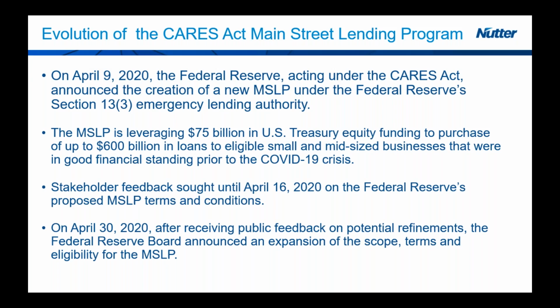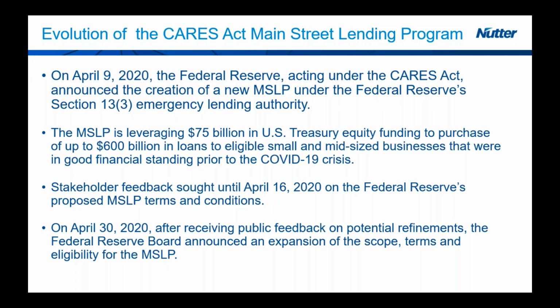The Main Street Lending Program leverages $75 billion in U.S. Treasury equity funding derived from the CARES Act, and it allows the Main Street Lending Program and its special purpose vehicle to purchase up to $600 billion in loans to eligible small and mid-sized businesses that were in good financial standing prior to the COVID-19 crisis. By comparison, or point of reference, the TARP authorization in the global financial crisis amounted to approximately $700 billion in funding.